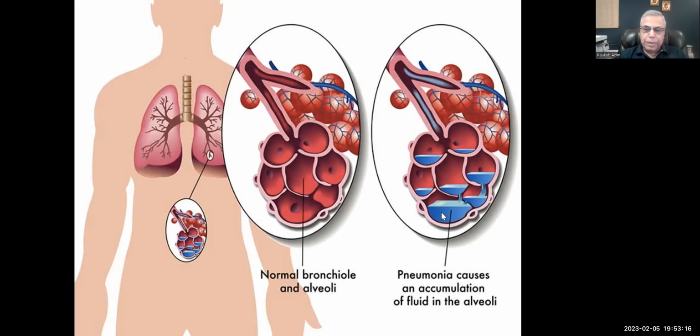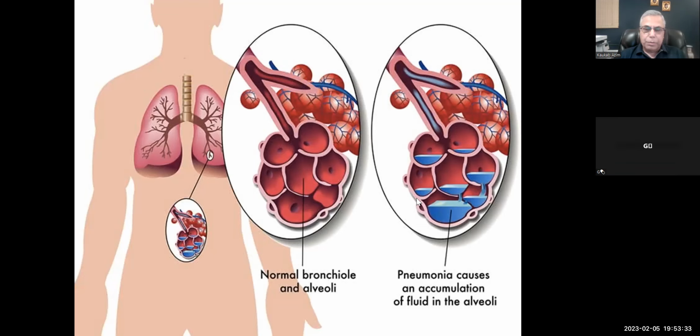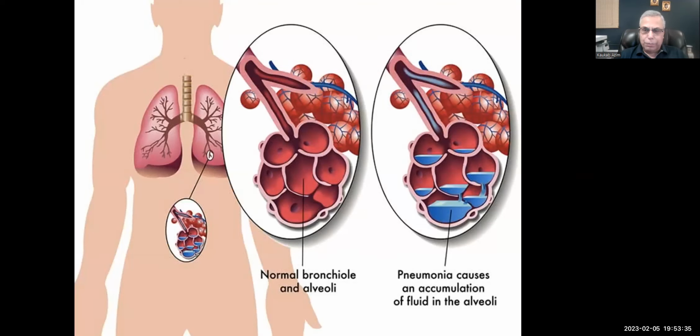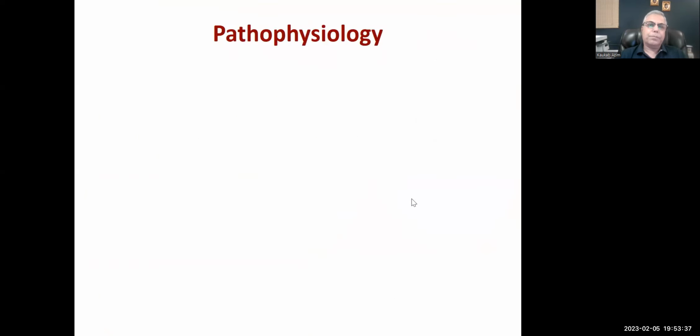Okay. Right. So this is what happens. And why does this fluid accumulate over here? Because the infection is here in the walls, in the cells, and in the extracellular matrix, in the septa. And when there is inflammation, the capillaries which are present over here dilate and become more permeable to fluid. So fluid will leak out and accumulate in the alveoli.